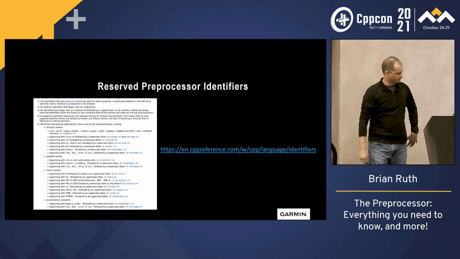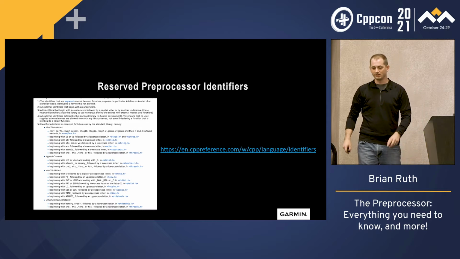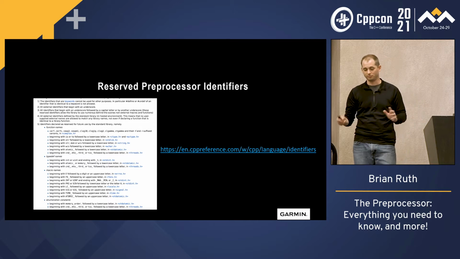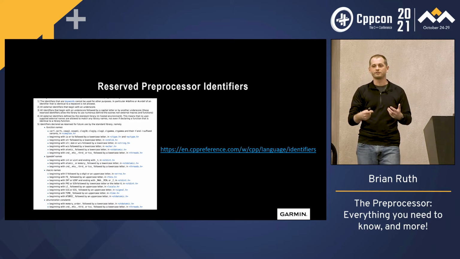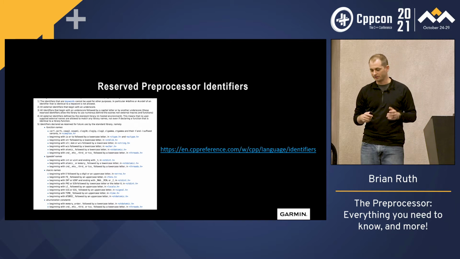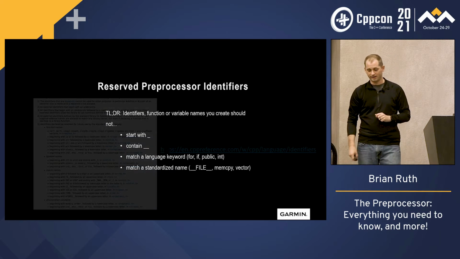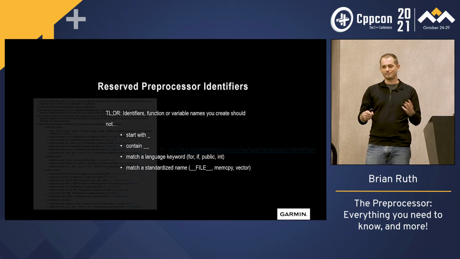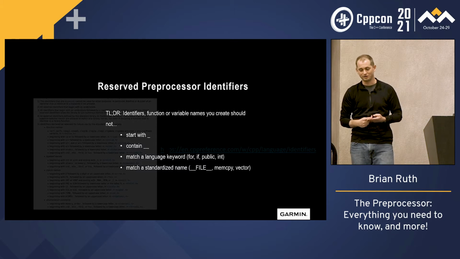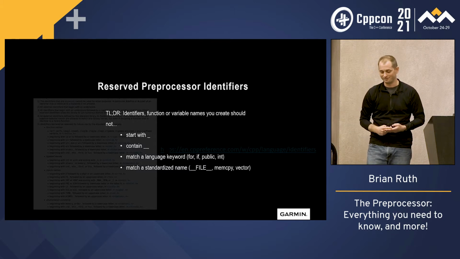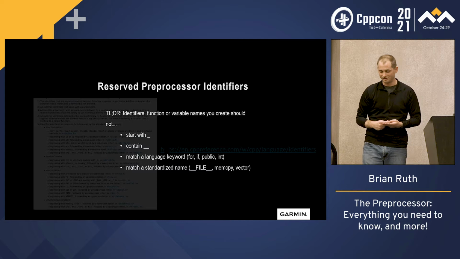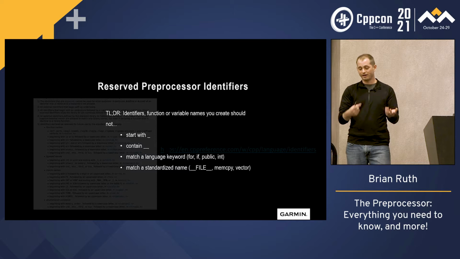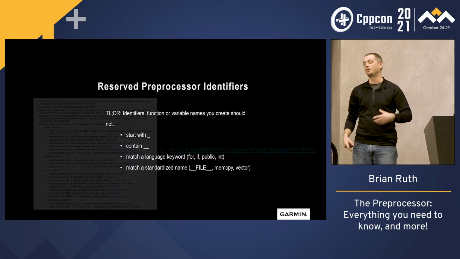This is a long list of reserved preprocessor identifiers. So even though you can name anything valid, as with C or C++ variables, there are some reserved names that you should avoid. You can take a look at that link, but the TLDR on that is don't start with a single underscore, don't have it contain a double underscore. Unless you're being really masochistic, don't try and pound define out a language keyword. I have seen the pound define public as private before. It's not fun. And don't have it match a standardized name, like __FILE__, memcpy, vector.